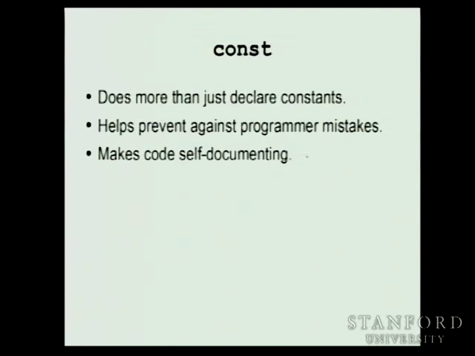The biggest thing that it does is it helps protect you against your own mistakes. If you're writing a program and you know something shouldn't change, tag it const. Because that way, later down the line, if you do accidentally change it, it says, that's a mistake. You know, compiler error, you screwed up. And it protects you from, oh yeah, you're right. That should have been a double equals, not a single equals.